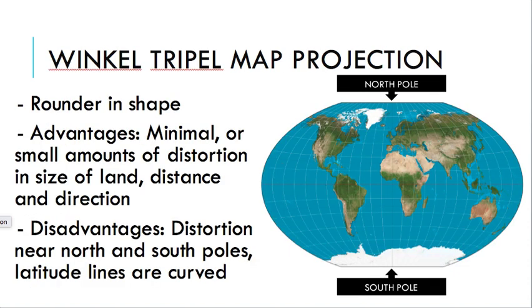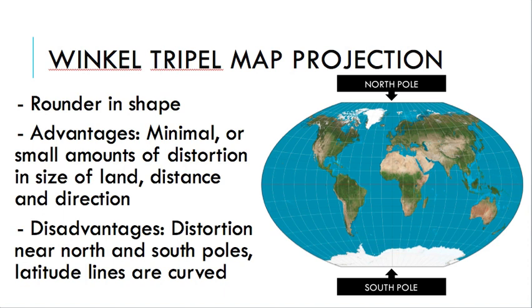Finally, we have the Winkel Tripel map projection. Now you'll notice this one's a little bit rounder in shape, similar to a sphere or a globe. Now the advantage of this map projection is that there's minimal or small amounts of distortion in the size of the land continents, the distance between places, and the direction. So when we talk about north, south, east, and west, this one's pretty good at keeping that true to direction. But the disadvantage is that the distortion between the north and the south poles are there.